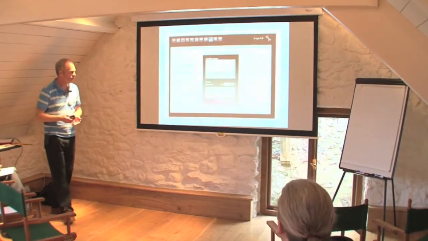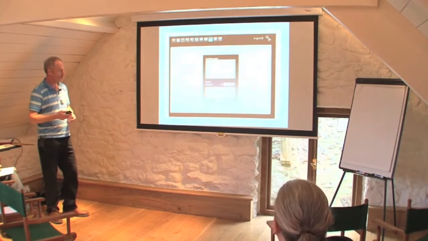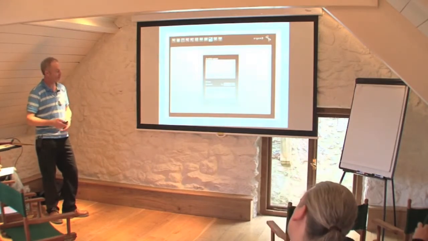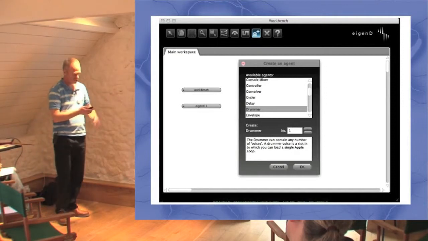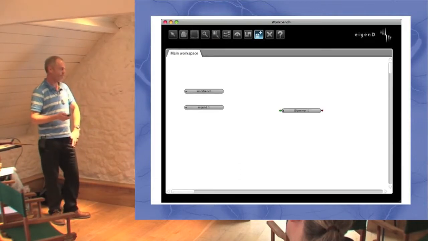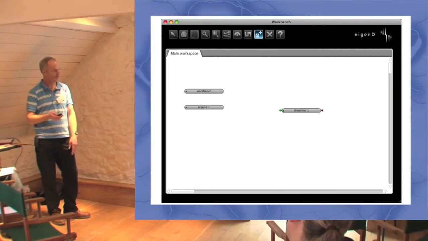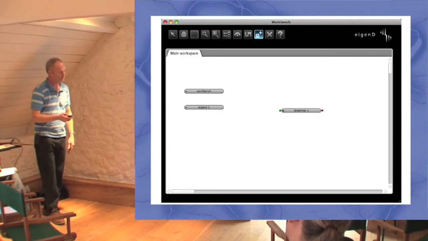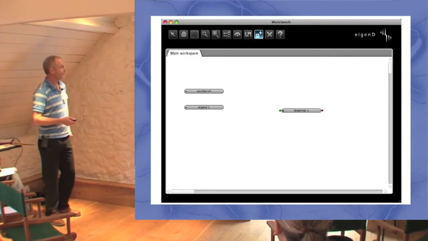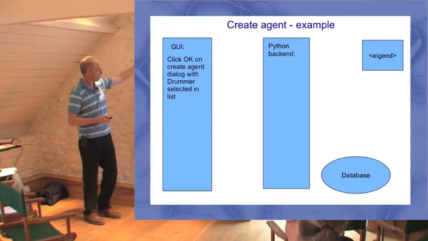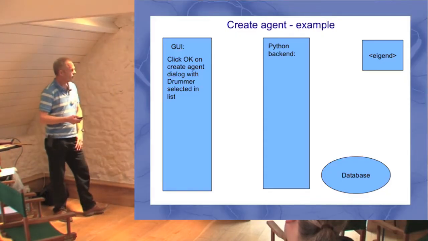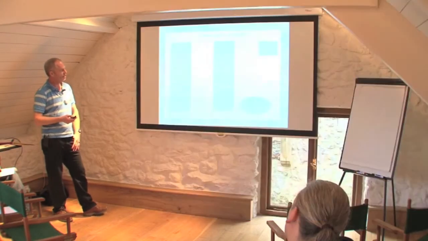Right. So I've got a couple of examples of just what's going on when you do something. If you've all done this, create an agent. I'm going to create a drummer, and you see the little drummer box appears after some time. A short delay, and the drummer appears because Eigenlabs has gone away and created a drummer. What's going on there in fairly basic terms: we click on the thing, select the drummer in the list, click OK.